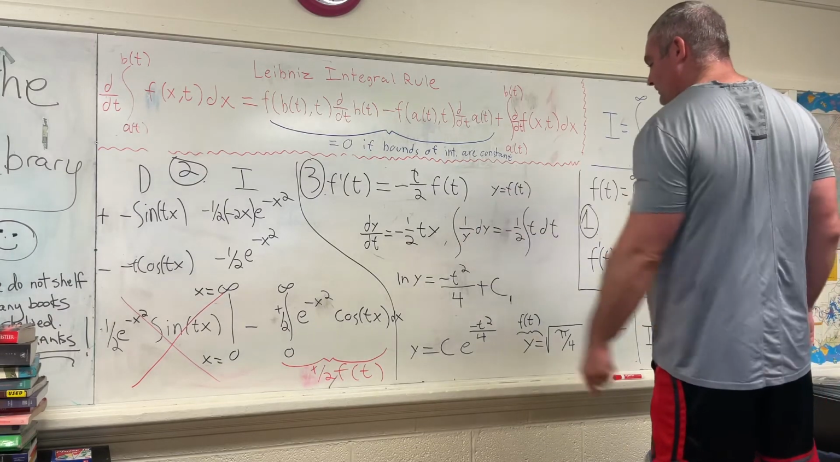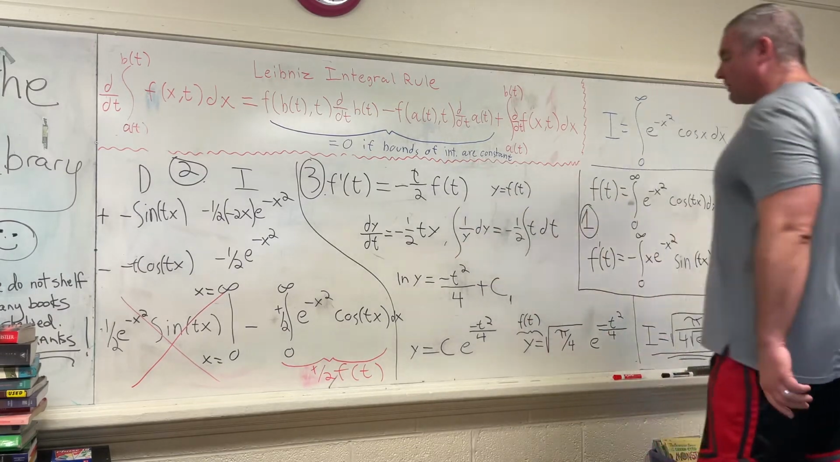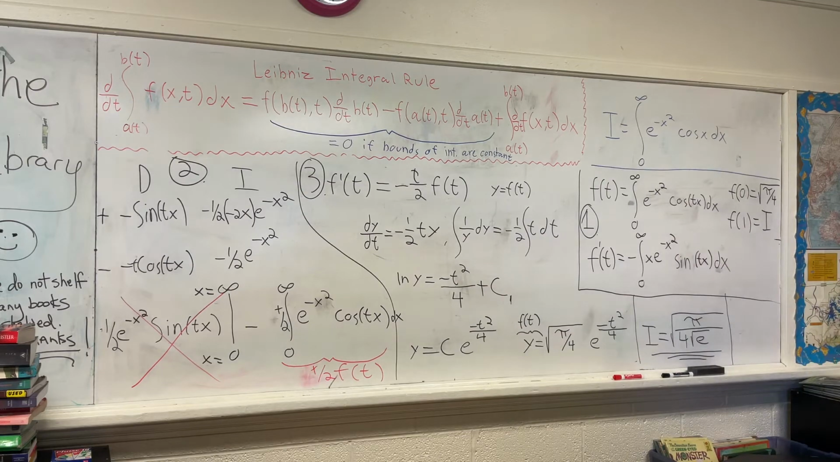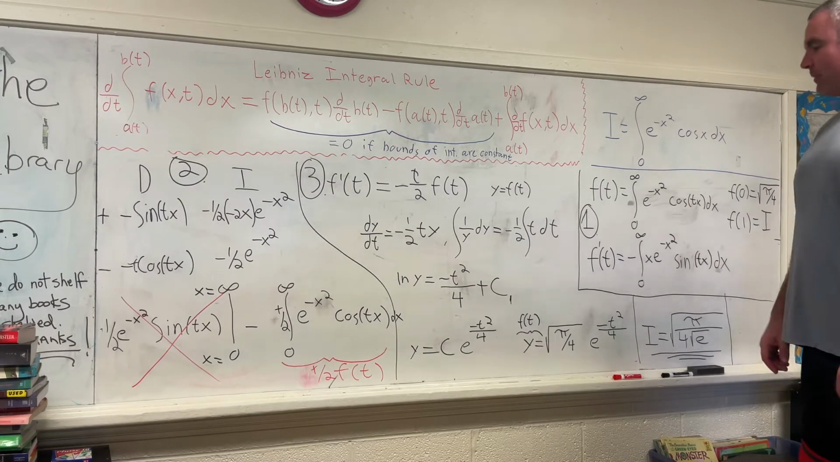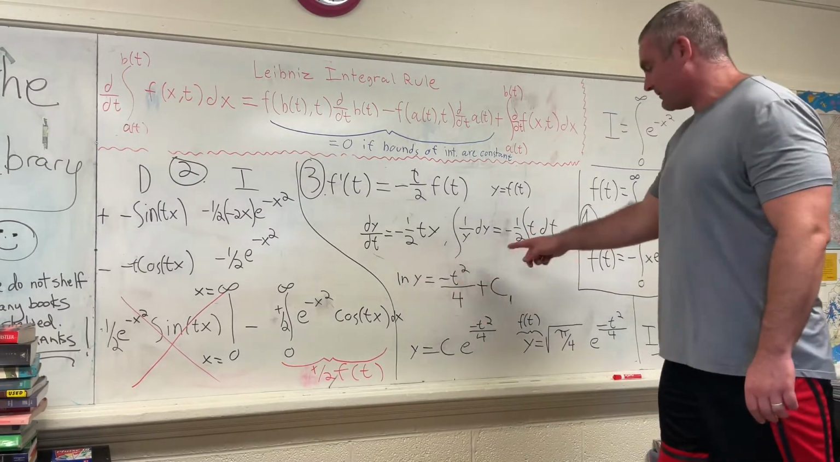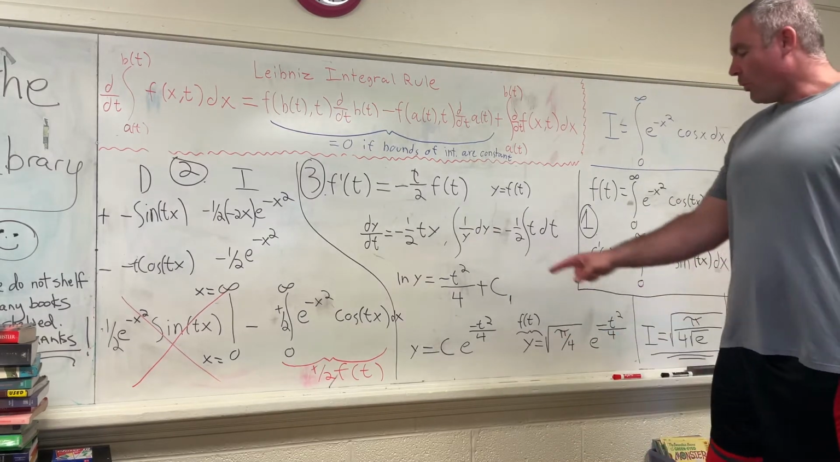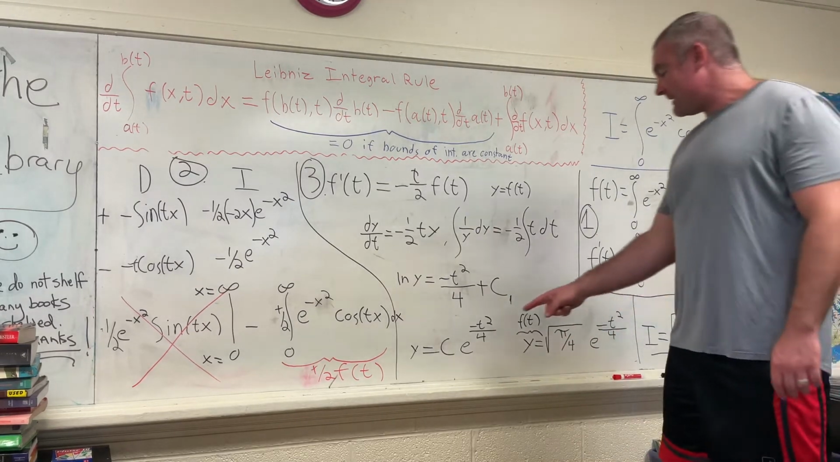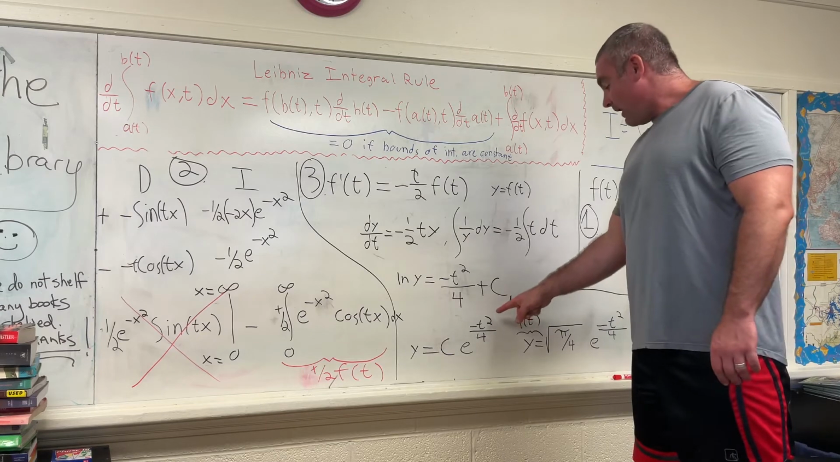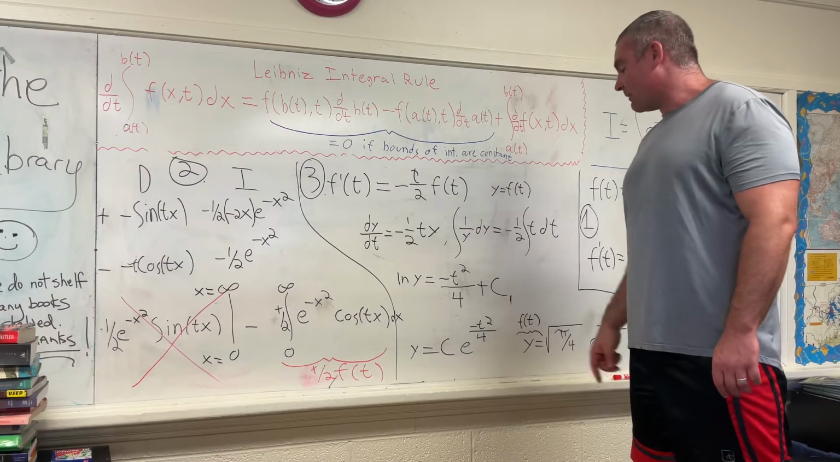Evaluating both those integrals will give us that the natural log of y is equal to negative t squared over 4 plus c. Taking both sides of this as an exponent on e, we get y is equal to c e to the negative t squared over 4.